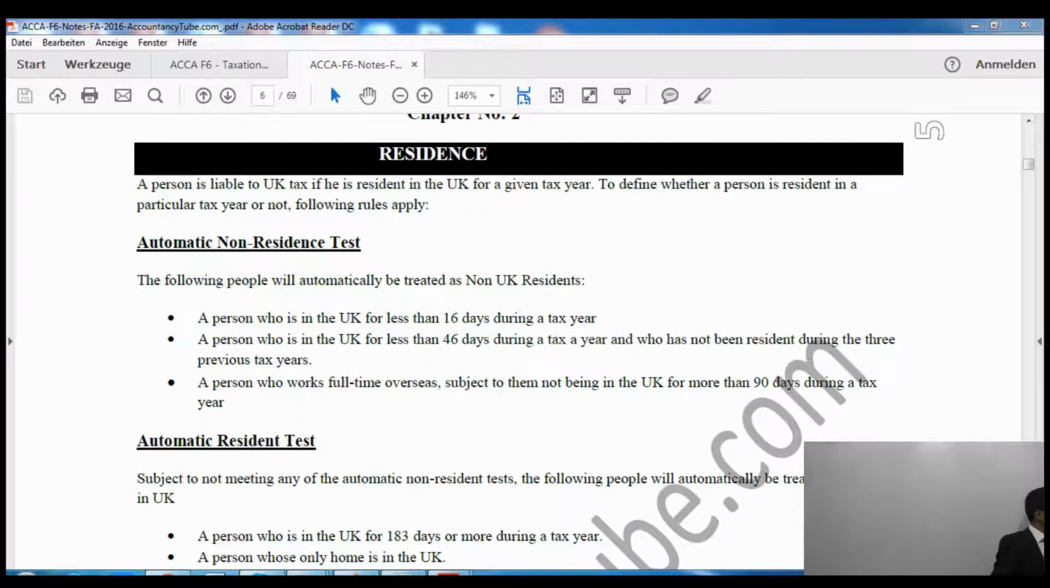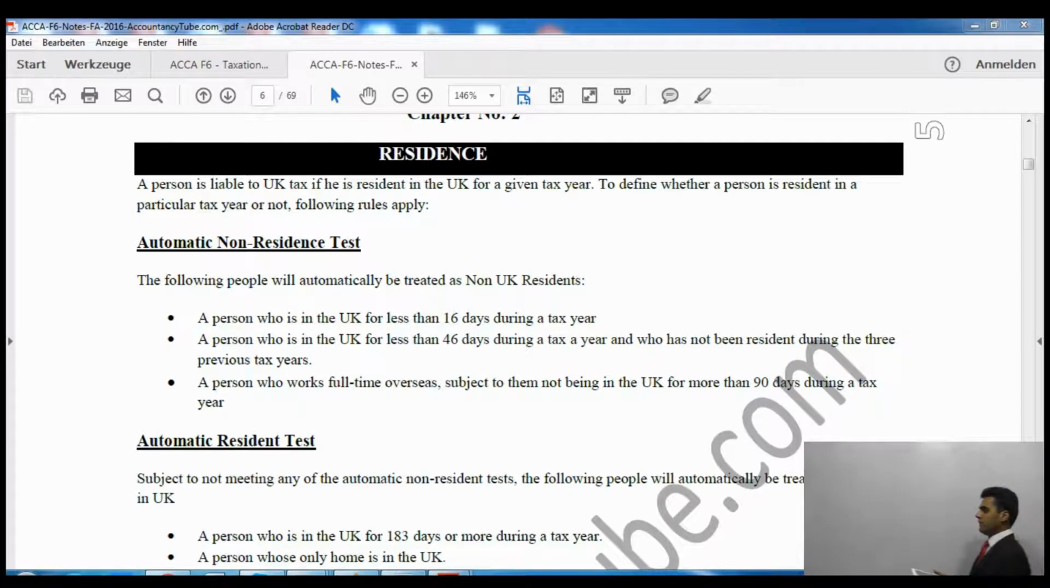Alright, I will just go ahead and share the screen with you without wasting further time so that we can look at this chapter number 2. You can download the lecture notes as well. It is page number 5 of the ACCA F6 lecture notes, as you can see on your screen. It says the residence.